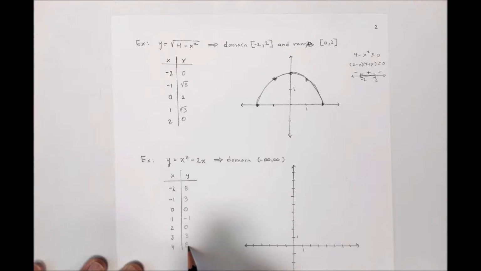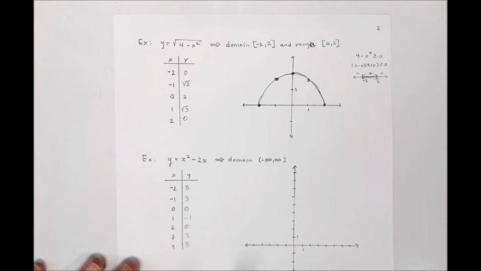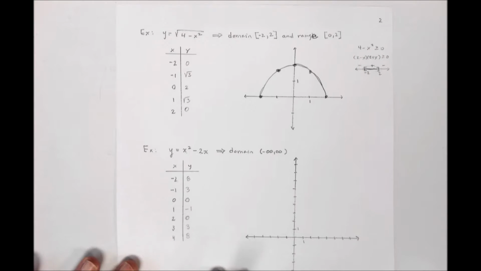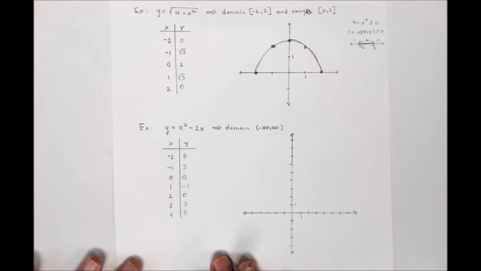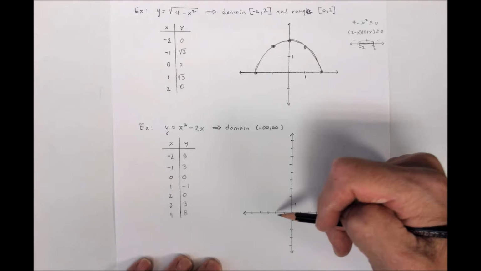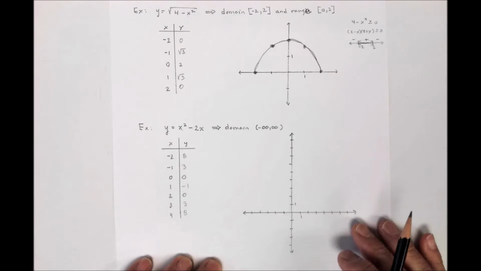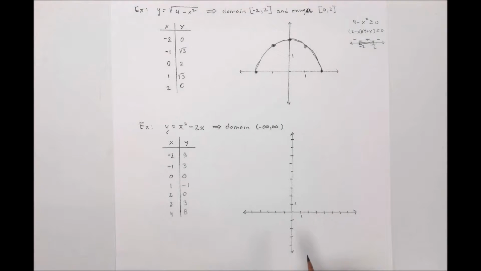Now I picked those points on purpose just to have those exact points because I know a little bit about this graph, and I wanted to make sure that I could use the fact that I'm going to have some symmetry in my graph because it is a parabola. So now I'll graph these points.